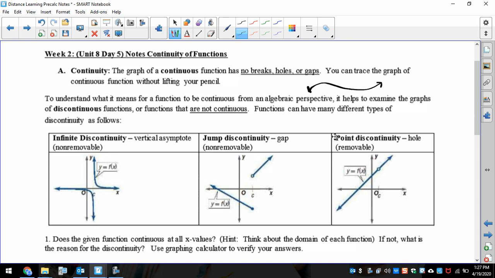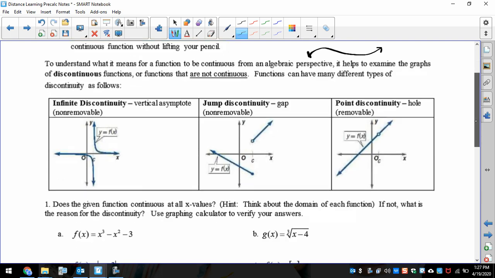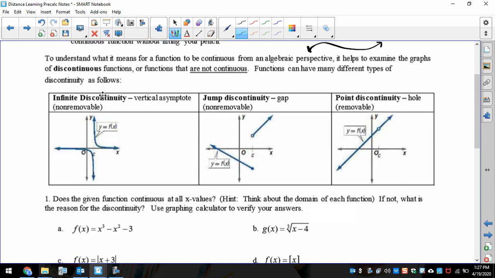Well, there are 3 types that I am going to expect you to know. The first type of discontinuity is infinite discontinuity. That's the type where there is a vertical asymptote. So here at x equals c, there would be an infinite discontinuity at that vertical asymptote. The next one is called a jump. Sometimes people just call this a non-removable. Same with infinite, it's also non-removable. But jump discontinuity is where there are 2 different levels from the left and right of the function. So here at x equals c again, there is a jump discontinuity. Sometimes people call this gap as well. We'll just call it jump.